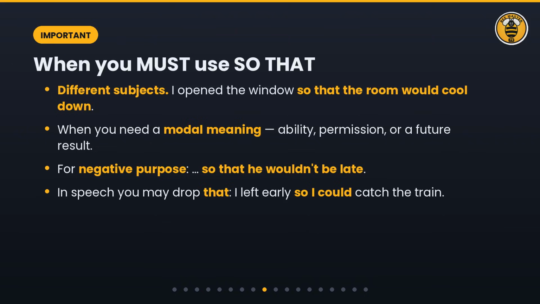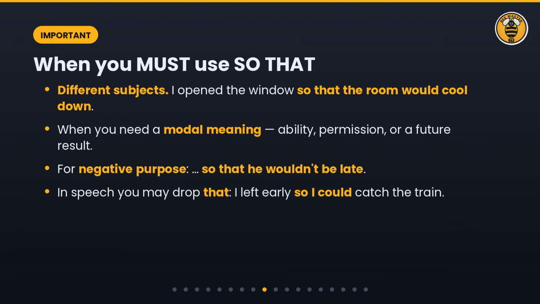So when must you use so that instead of the shorter to? There are 3 situations. First, and most importantly, when the two halves have different subjects. I opened the window so that the room would cool down. I opened it, but the room cools down. 2 different subjects. To is simply impossible here. You cannot say, I opened the window to the room cool down.